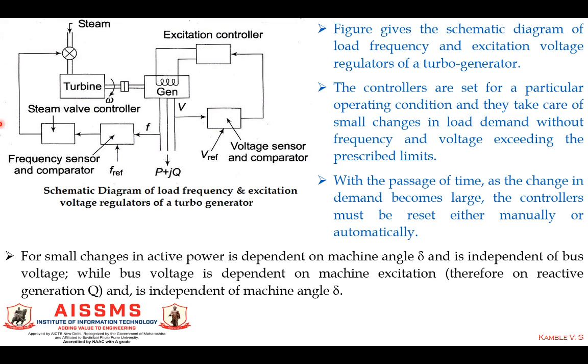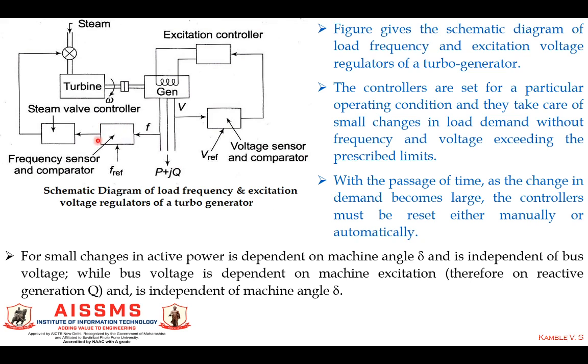First of all, let us see how the frequency is controlled. This is a frequency sensor. This senses the frequency of the output of the generator. It is connected to the load. Due to the changes in the load condition, there will be a change in the active power, and due to the change in the active power, there will be a change in the frequency. This comparator compares the actual frequency with the reference frequency.